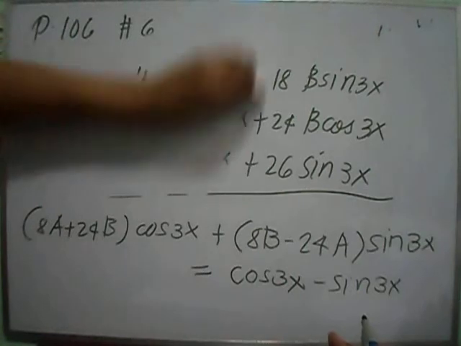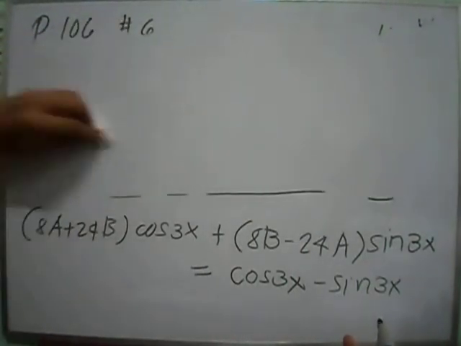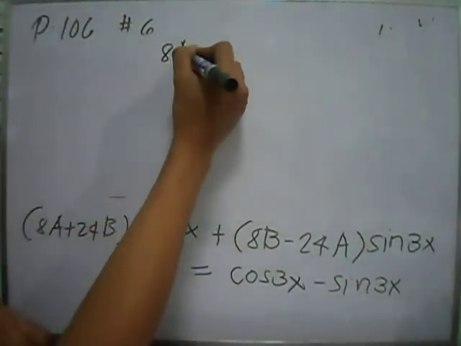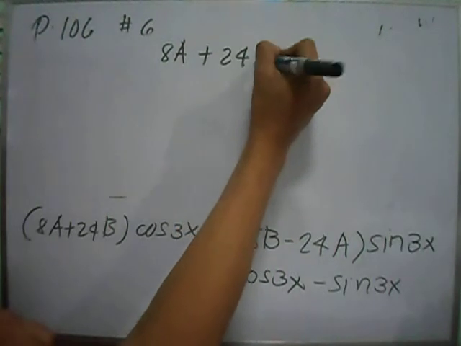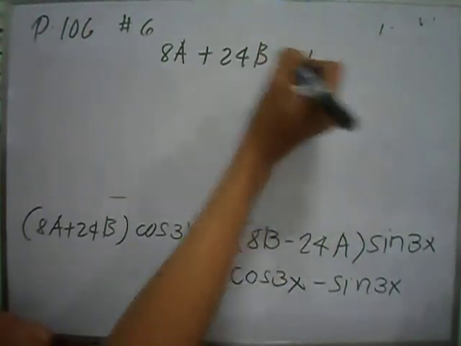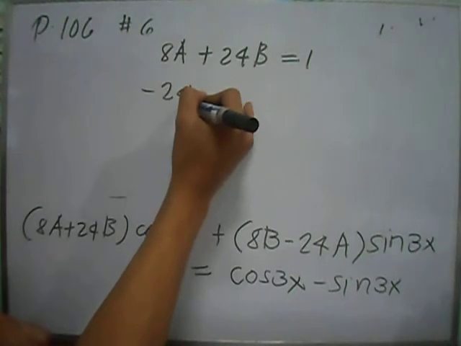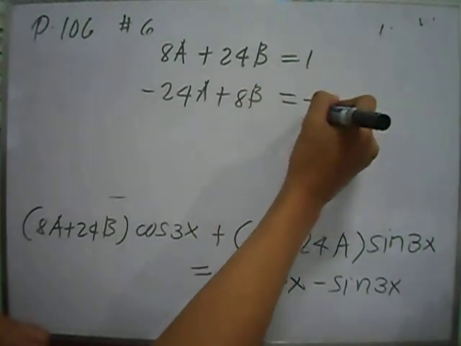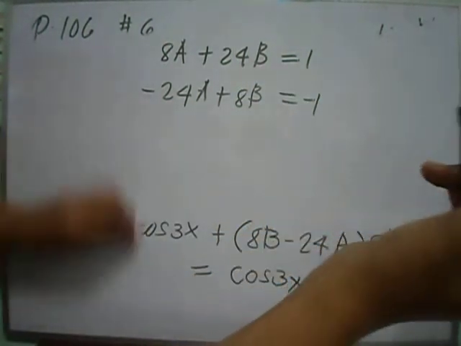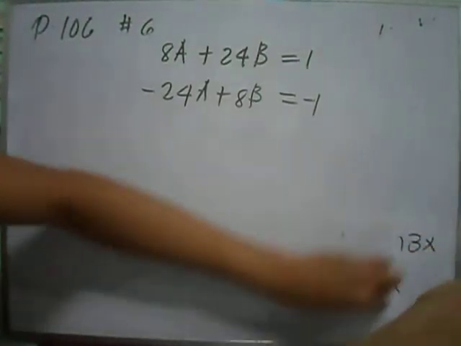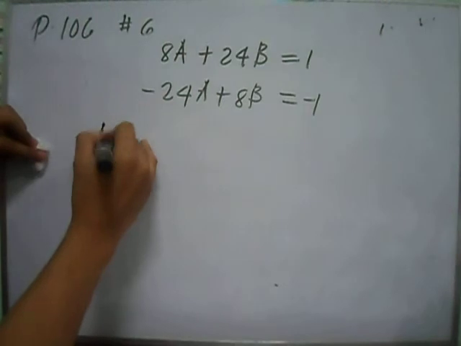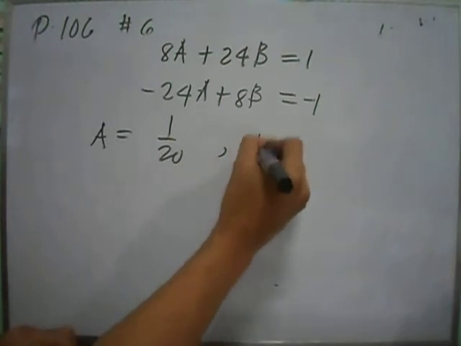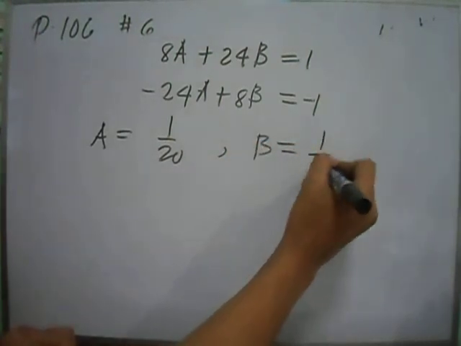And so by further simplification, solving for the values of a and b, we get 8a plus 24b is equal to 1, and minus 24a plus 8b is equal to negative 1. Then solving these two systems of linear equations, we have the values of a and b, which is a equal to 1 over 20, and b equals 1 over 40.